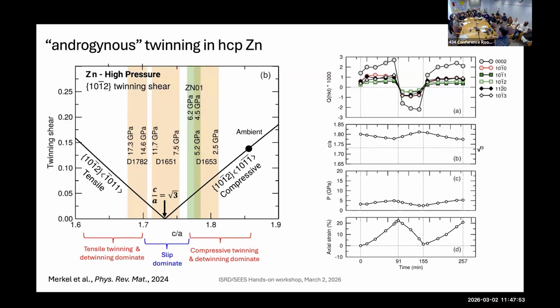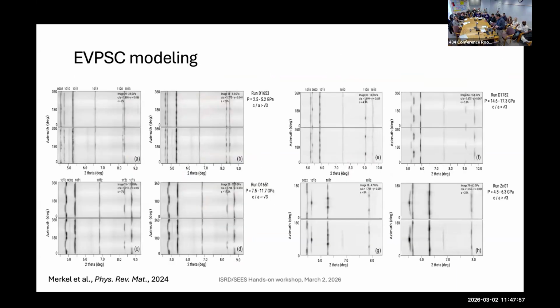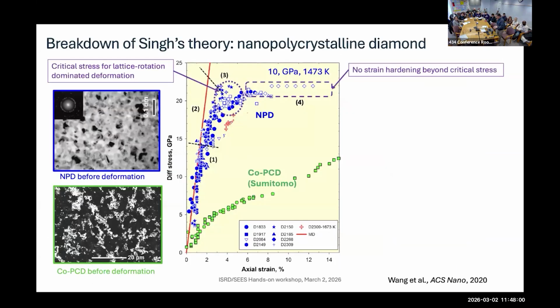Above and below, you have significant twinning going on. And so they can model this. I'm going to skip that. And this is an example to show how the theory can break down.